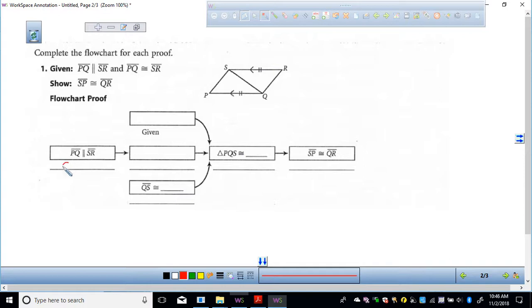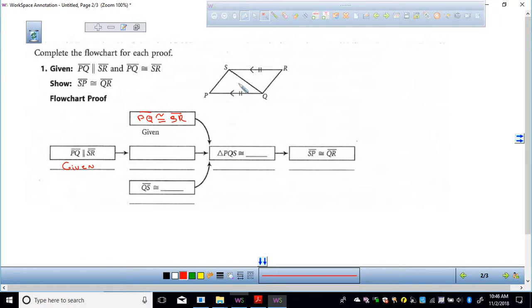So the way this works is you write the reason in the little lines, and you write what you know in the boxes. Okay? What else is given to me? What else is given then? You also know that PQ is congruent to SR. And I know that because it's given, okay?